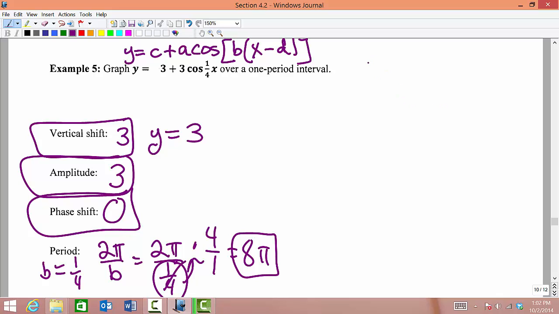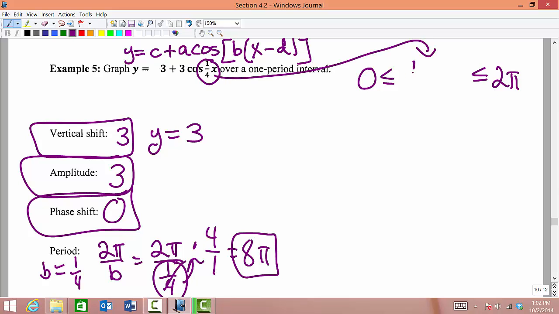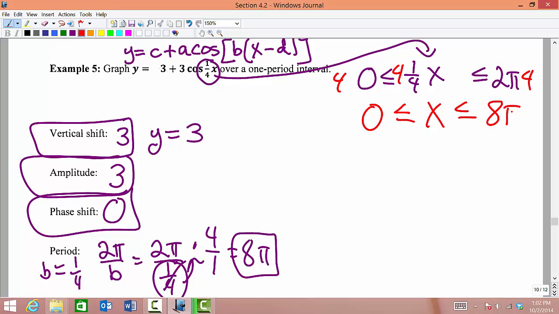Now we want to know where we start and where we end. So let's put 0 and 2 pi as our original endpoints, and then we are going to put the input of our function in between the two. So we're going to put 1/4 x. Now we want to solve for x. We're going to multiply every value by 4. 4 times 0 is 0, 4 times 1/4 is x, and then that gives me 8 pi. So we are going to start at 0 and end at 8 pi.